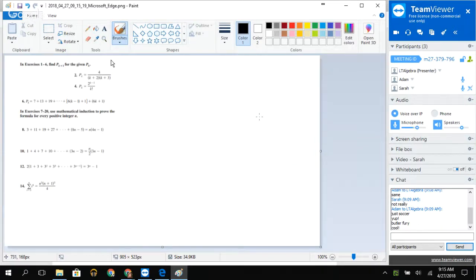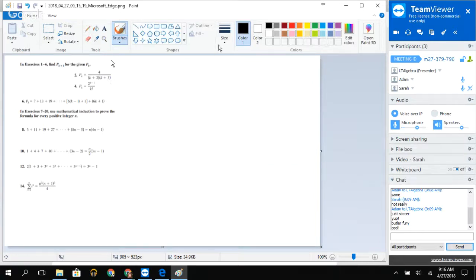Okay, so the whole idea behind this proof is that we have to prove p sub 1 is true. So the first term is true, and that's pretty easy to do. The other thing that we have to do is find p sub k plus 1 for the given p sub k. So this is some formula they've come up with for summing all of our values in our sequence together. And we basically want to find out what the next value in the sequence is.